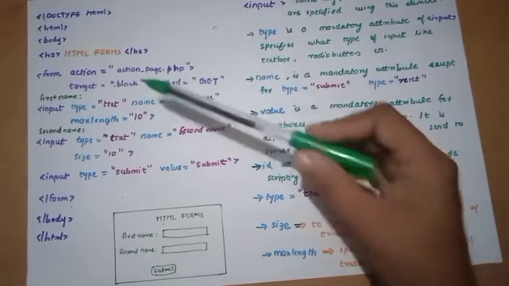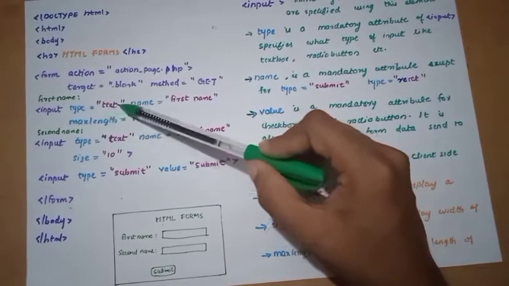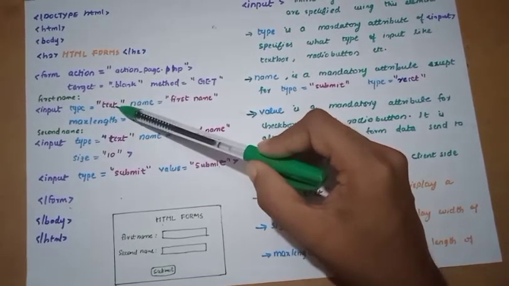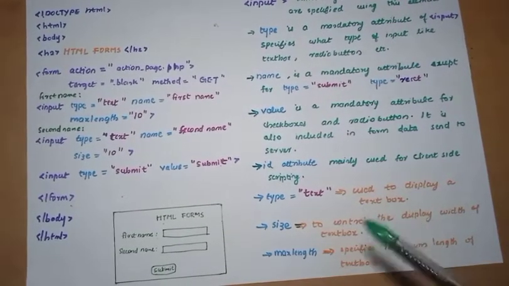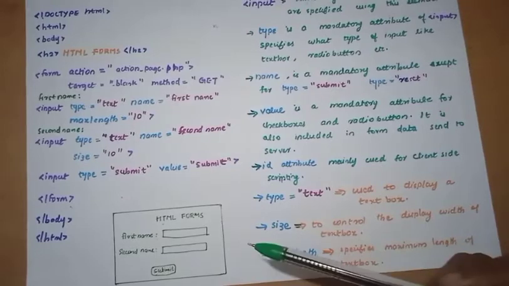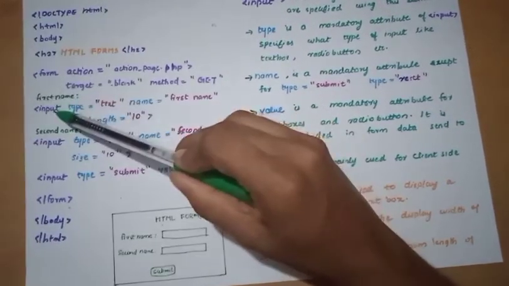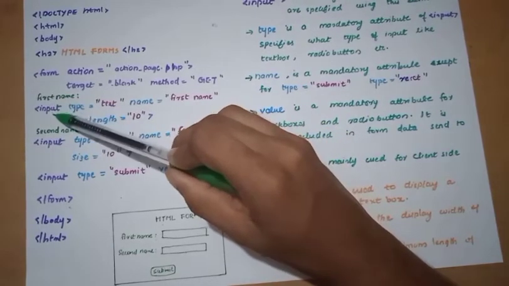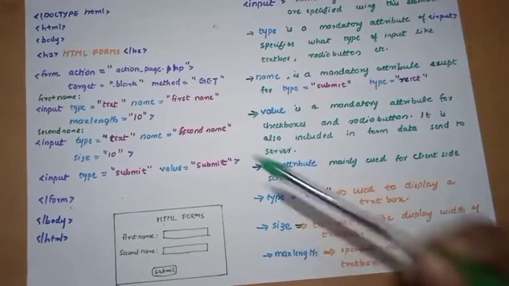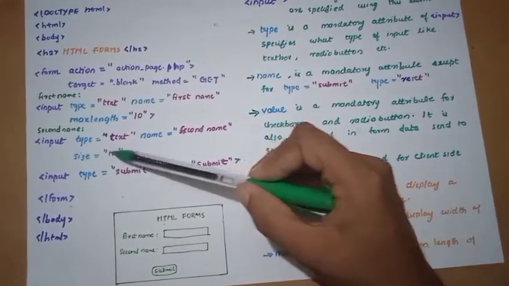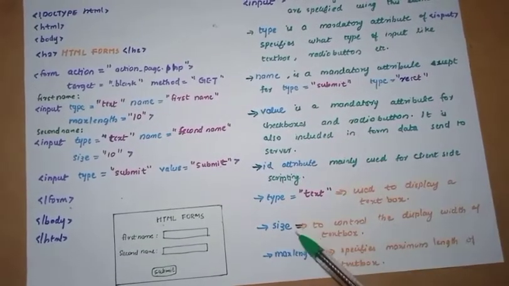So here we have used this type. Type equal to text is used to display a text box. Wherever we need a text box, we just need to write input type equal to text. So a text box is a type which I have to input into my form. Likewise, I have used another one here, size, and I have given its value as 10 in quotes. Let's see what that is.